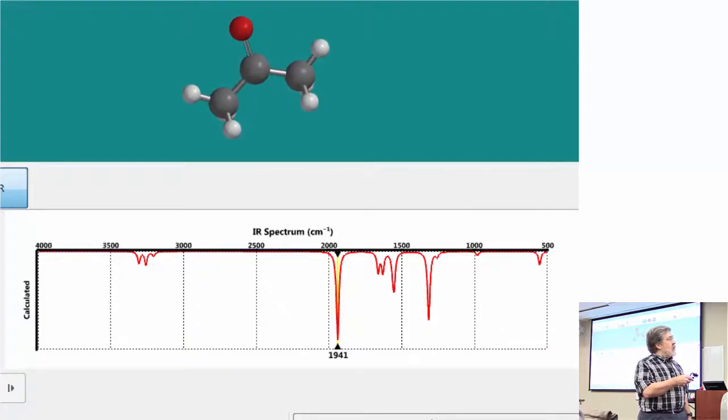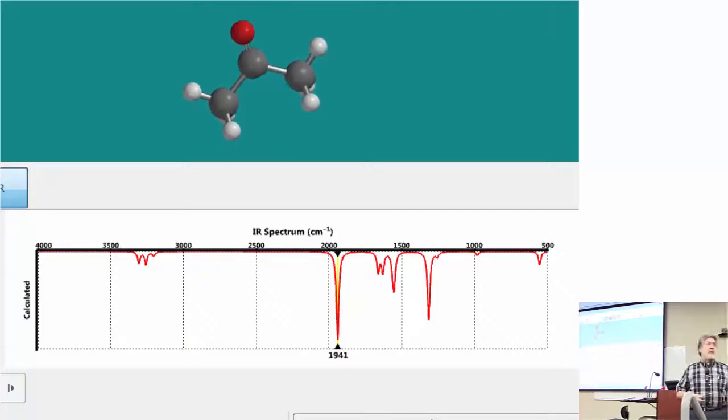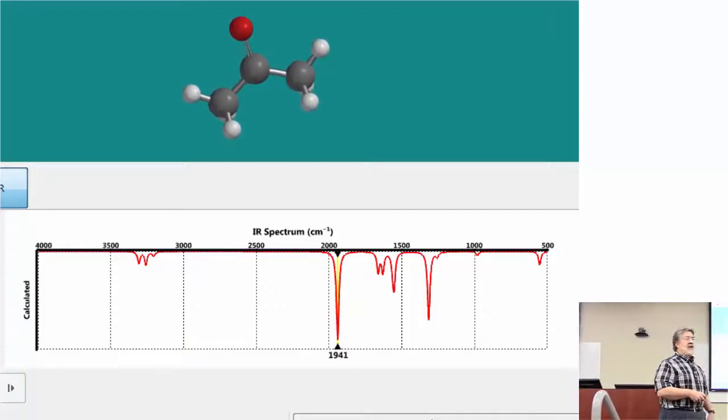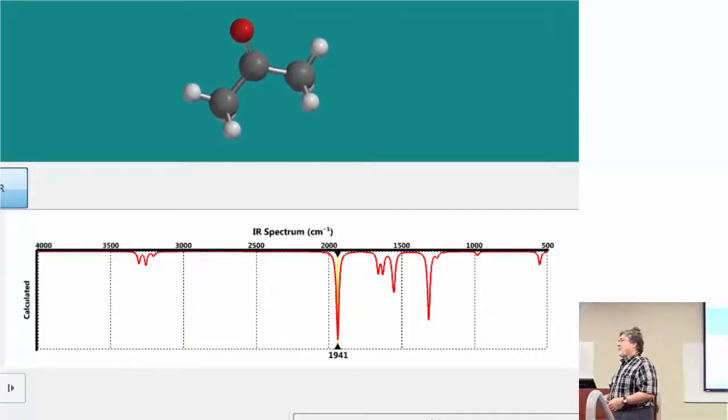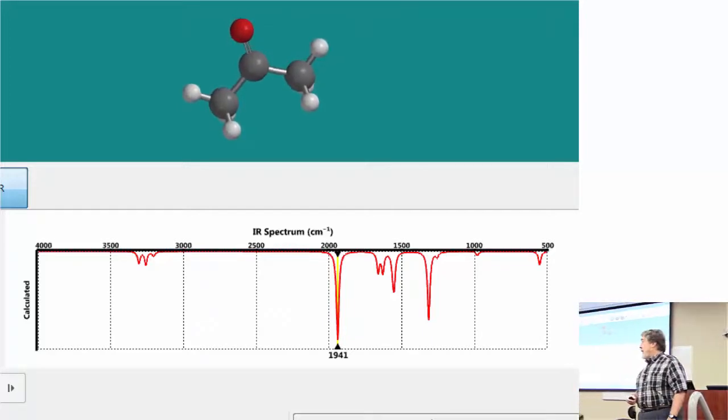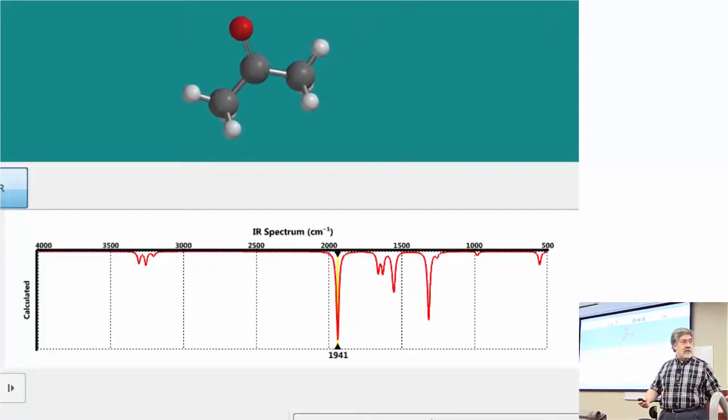I don't want to get too caught up in the really big picture, as far as showing you every little detail about what happens.